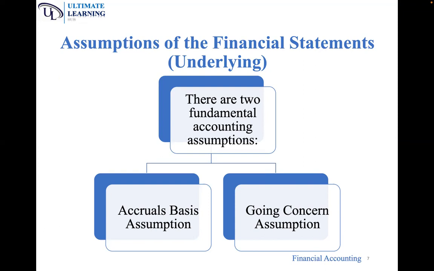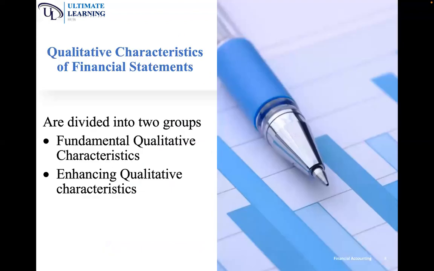The second assumption is what we call going concern. Going concern assumption is the assumption that the business will be in operation in the foreseeable future. In other words, the business will be in operation tomorrow and the day after tomorrow. So, which means the business does not have the intention to stop its operation in the foreseeable future. Accruals basis assumption, as stated earlier, cannot work without the going concern assumption.